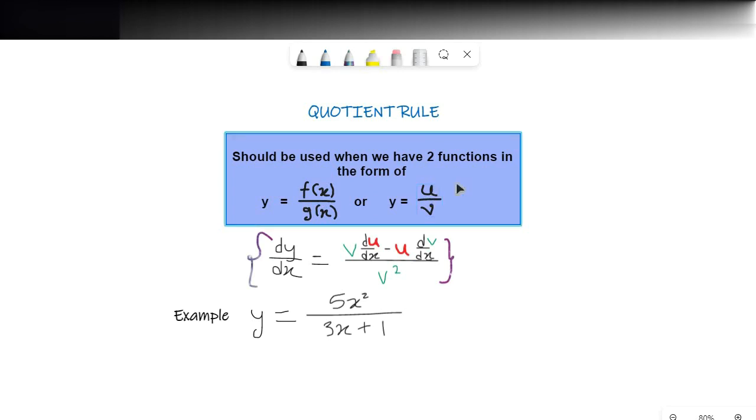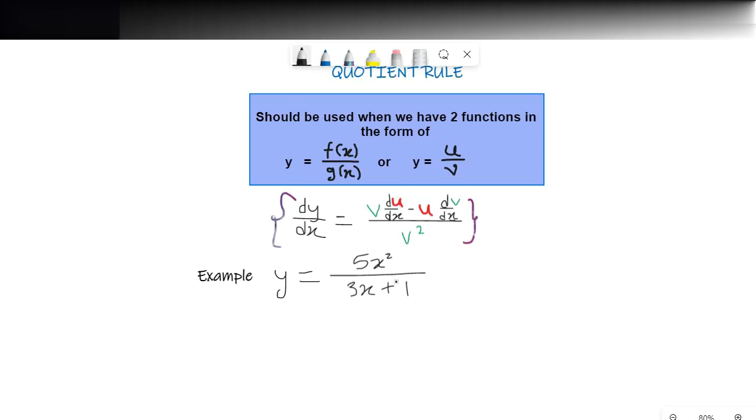In the previous one we had u multiplied by v, and in this case we have u divided by v, so it's very important to see the distinctions between them. So the formula is dy by dx is equal to v multiplied with du by dx, which is the derivative of u, minus u multiplied with dv by dx, and the whole divided by v squared. So let's start with an example.